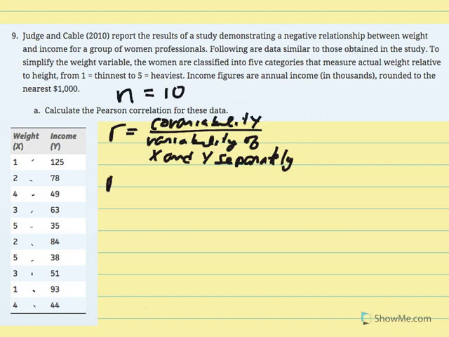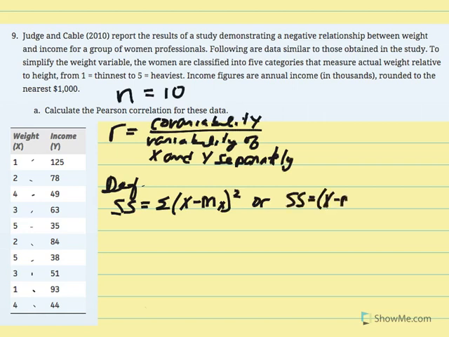So let's recall what the definitional SS equation looks like. SS is equal to the sum of X minus the mean of X, squared. That's also the same as saying SS is equal to the summation of X minus the mean of X multiplied by X minus the mean of X, right? So we're squaring it. It's the same thing.